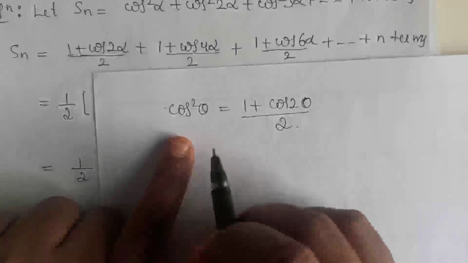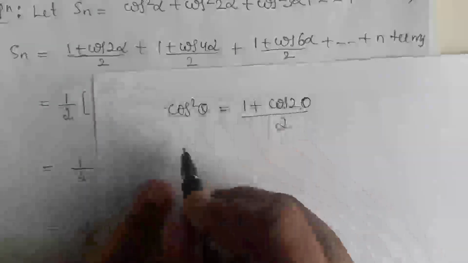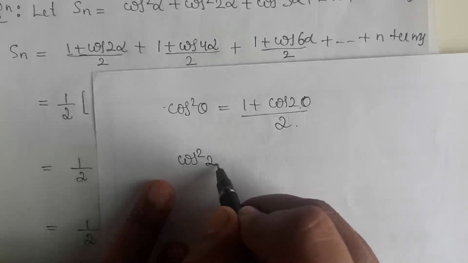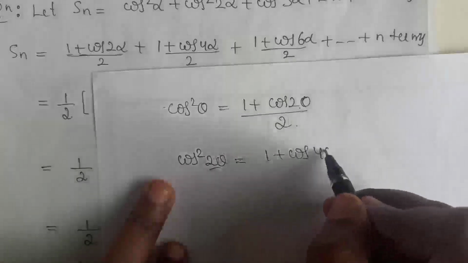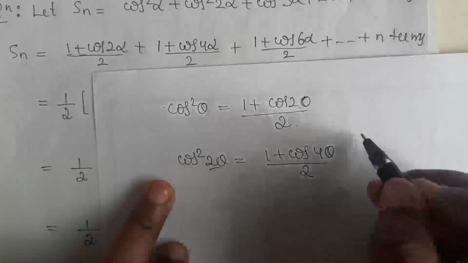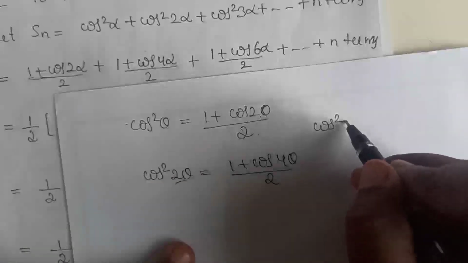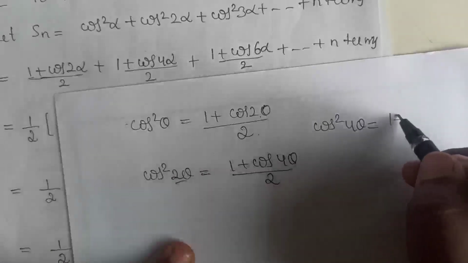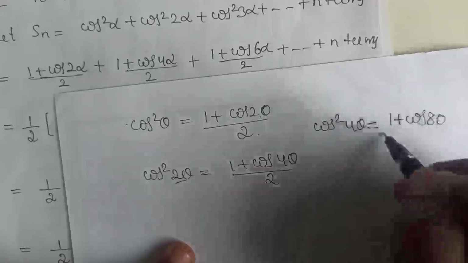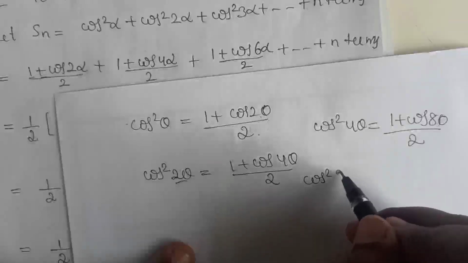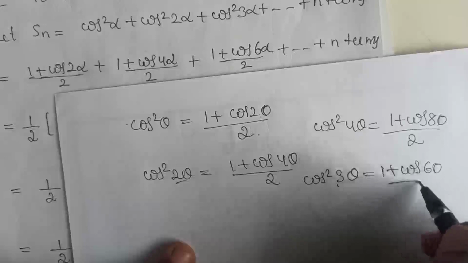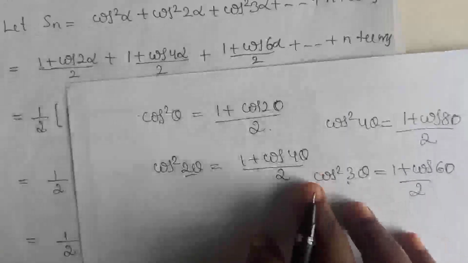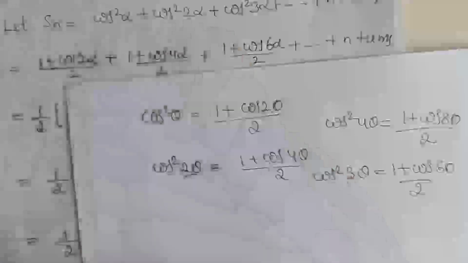So whatever the angle, here we have double of this one. If we have cos square 2 theta, the angle will be doubled, that is 2 is there, we write 4 theta, divided by 2. So if we have cos square 4 theta, then we get 1 plus cos of 8 theta divided by 2, or if we have cos square 3 theta, then 1 plus cos of double of 3, that is 6 theta, divided by 2.